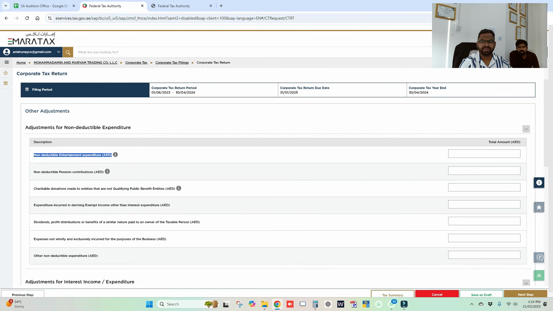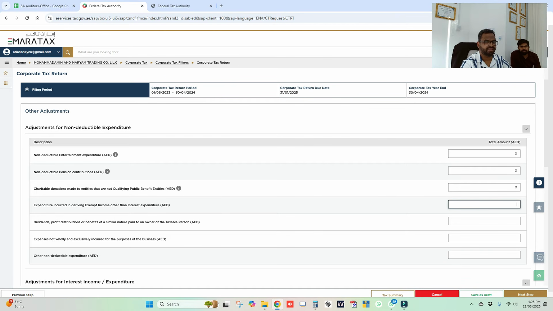Non-deductible entertainment expenditure. Okay, if you have any kind of entertainment expenditure that is non-deductible as per the UAE corporate tax, then you have to put it here. Non-deductible pension contribution by the employer, charitable donations made to entities that are not qualifying public benefit entities. If you are paying zakat to any other person, not to the qualifying public benefit entities, you have to put it here. Okay, it will get reversed to your income.